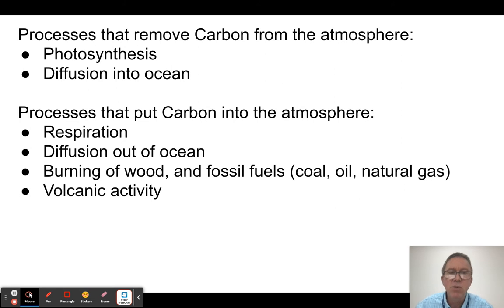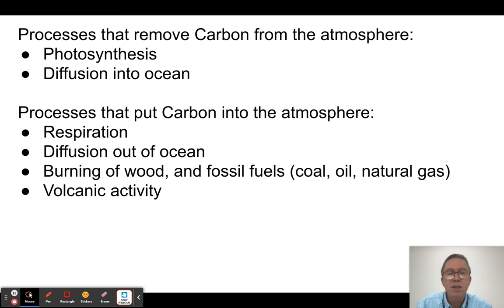There are basically two ways that carbon gets removed from the atmosphere. It gets removed through photosynthesis in plants, which take carbon dioxide and use it for photosynthesis, and it also diffuses or leaks into the world's oceans. Then there are a number of ways that it comes back out into the atmosphere. Respiration: when things eat glucose molecules, they turn it back into carbon dioxide. Just as carbon dioxide can diffuse into the ocean, it can diffuse back out of it.